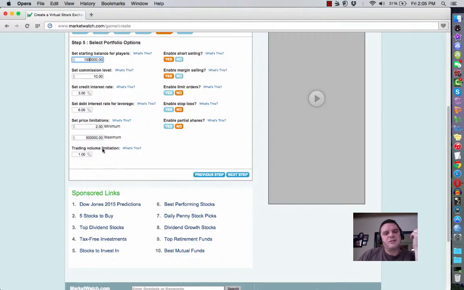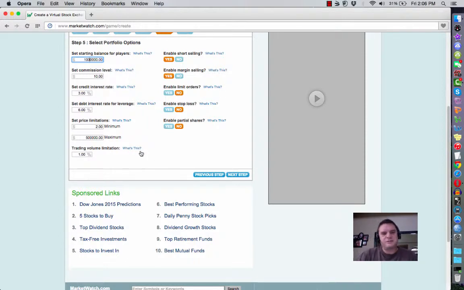Maximum 500,000. Someone might want to buy Berkshire Hathaway, which has a stock price that's over $100,000. I don't know what it is right now, but I know it's in six figures. So that's the most expensive stock I know of. The default's high enough. Trading volume limitation.